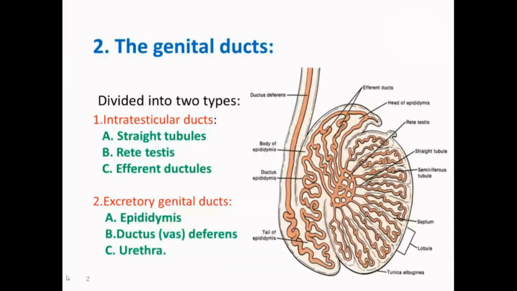Genital ducts are the ducts or tubules that will transport the sperms that are formed in the testis. Here we see this diagram showing the seminiferous tubules. Here we said these compartments are the testicular lobules, wedge shaped. The seminiferous tubules are connected together by this straight tubule, and then the rete testis and efferent ducts. These are three parts, the first three ducts, which are located within the testis, therefore they are referred to as the intratesticular ducts.